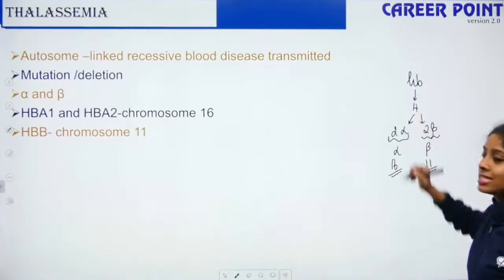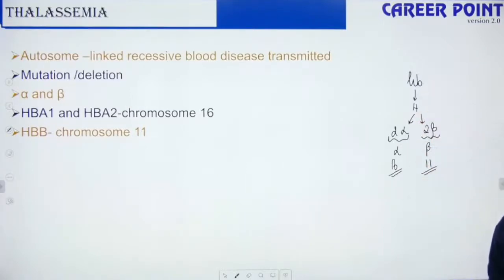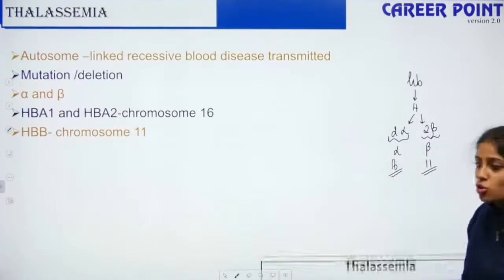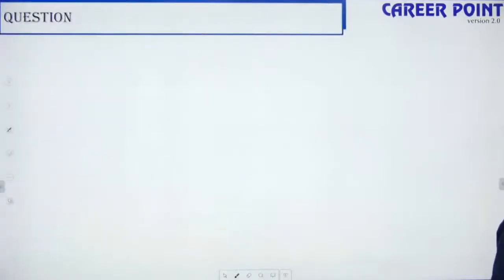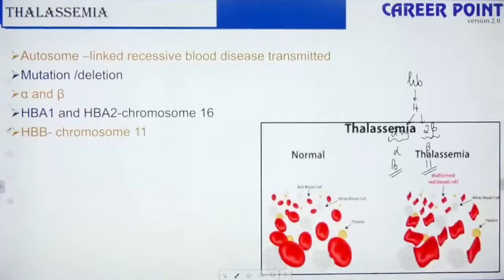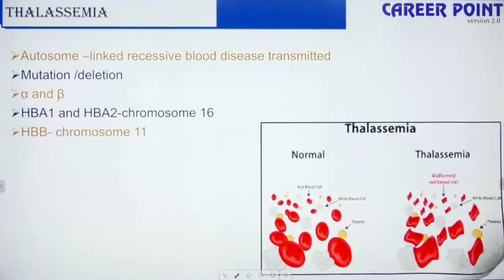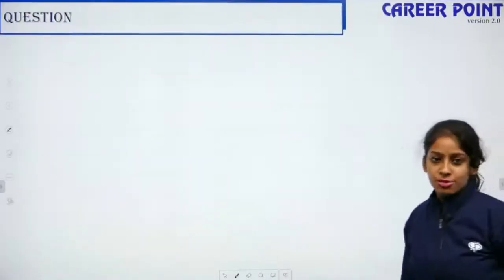So if you have thalassemia alpha, the mutation is in the alpha subunit of your hemoglobin, so that is on chromosome number 16. Yes, so thalassemia is again related to your hemoglobin structure. Okay, fine. So now here comes the question.